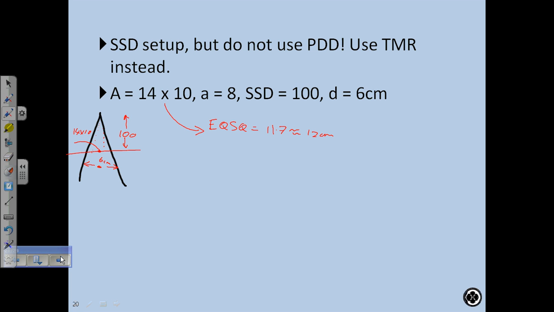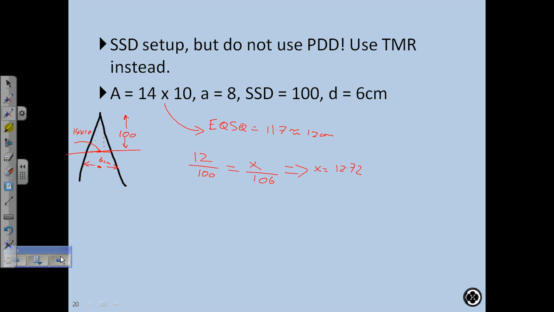Okay, so how do we do that? So 12 cm up here, so 12 divided by 100 equals, since they're similar triangles, x divided by what? 106. Yeah, 106. So can someone do the math? Okay, so 12.72. This is the right way of doing it.